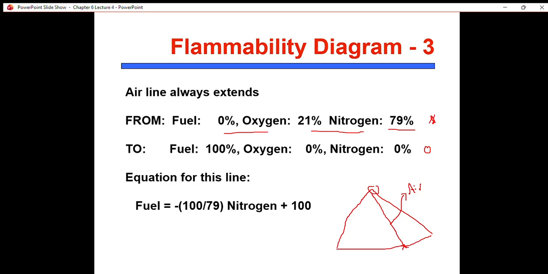You can also get it through another equation, where the fuel is equivalent to minus 100 divided by 79 times nitrogen plus 100. But normally, as a rule of thumb, you can take it as the extension between these two points, as a simple equation, where the fuel concentration at any point can be represented by this equation.